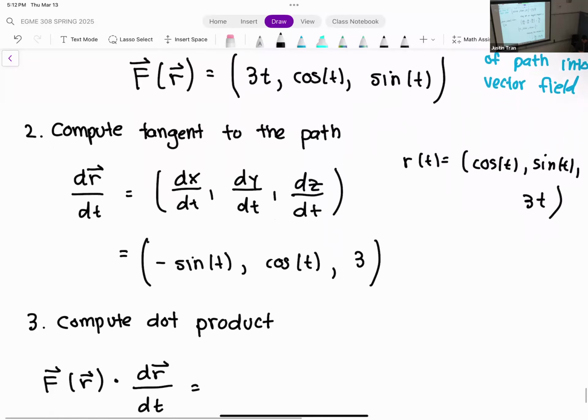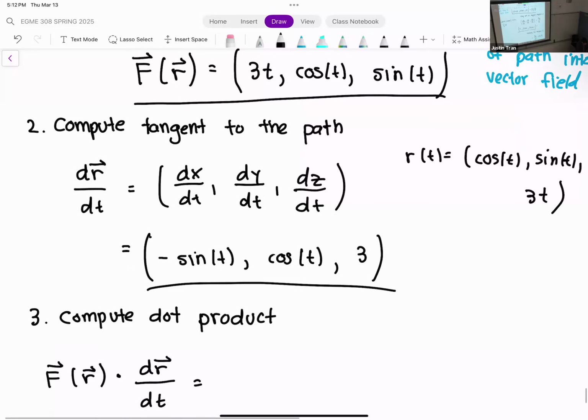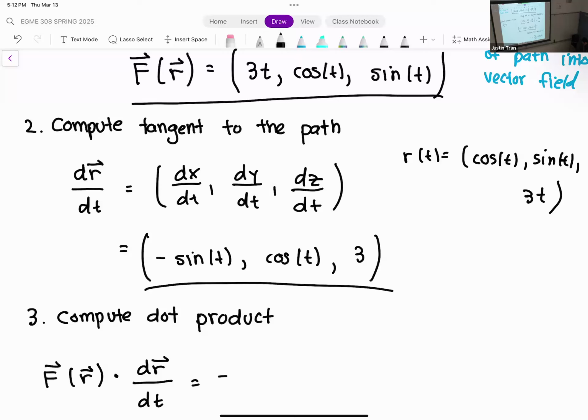So that's going to give us a scalar quantity. We have dot product between this and this. So their dot product, we're just going to go component by component. We have a minus 3t sine of t plus cosine squared of t plus 3 sine of t. So this part's pretty straightforward. You have two vector quantities there, you just take their dot product.